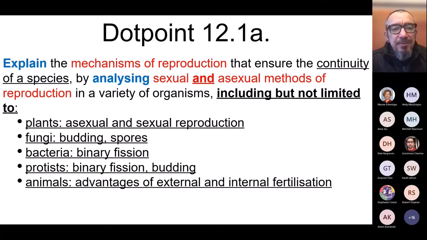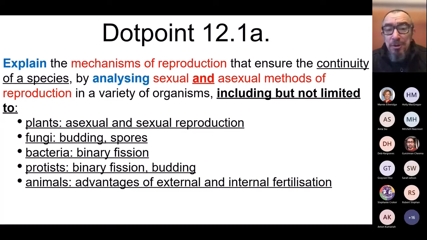And just highlighting some of the key verbs there, again, just highlighting you need to know what it means to explain, okay, and the different mechanisms of reproduction. And again, just delving into the outcome, you need to understand what it means to analyze data and information. We've got sexual and asexual reproduction, so you really need to be able to clearly articulate the difference between those two modes of reproduction.